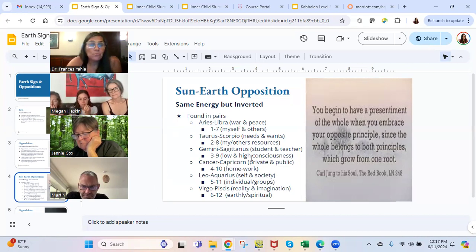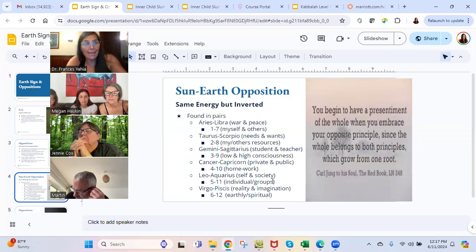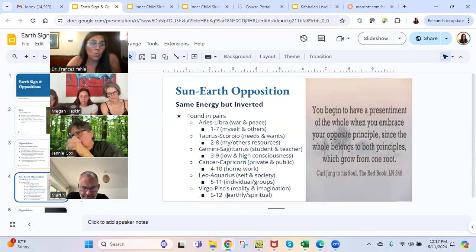Cancer, Capricorn, private life versus public life. And it's that home-work balance, or that home-work axis of 4-10. Leo, Aquarius, the fifth house has to do with the individuation process, whereas the 11th has to do with groups. So it's about myself versus society, or my place in society as my individual person. And then Virgo, Pisces is reality and imagination. 6-12, the earthly day-to-day mundane life is the sixth house, and the spiritual interconnected consciousness is the 12th house.